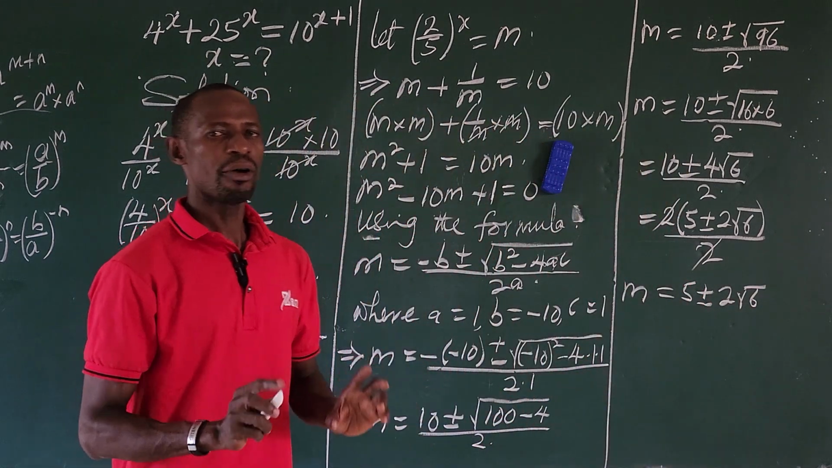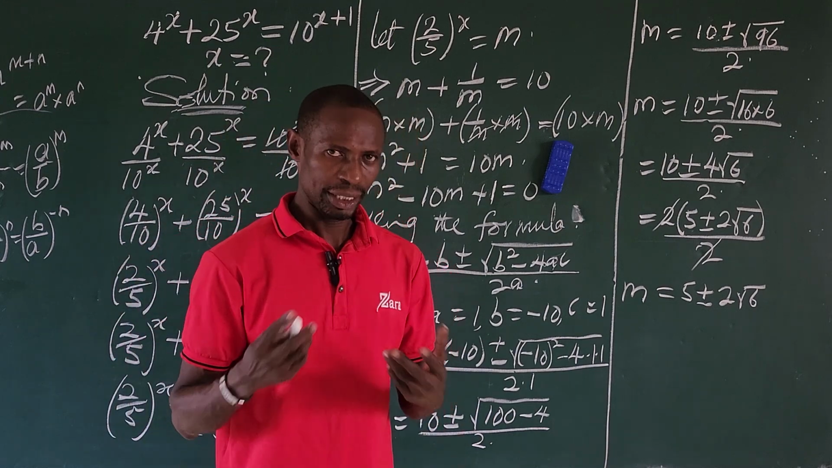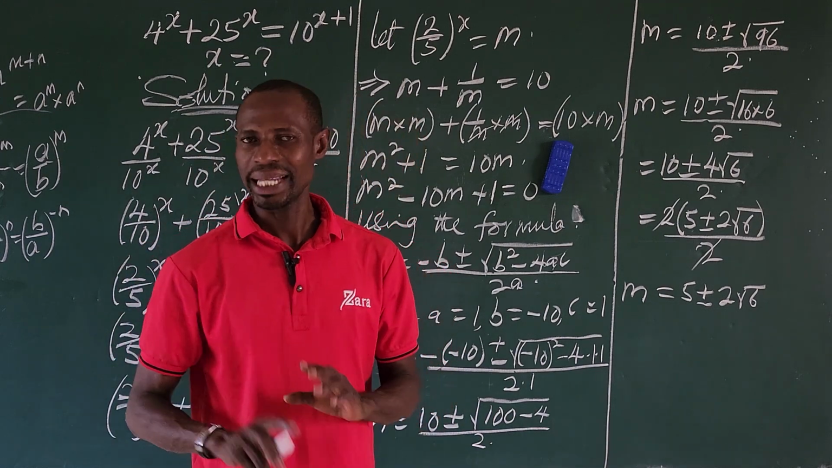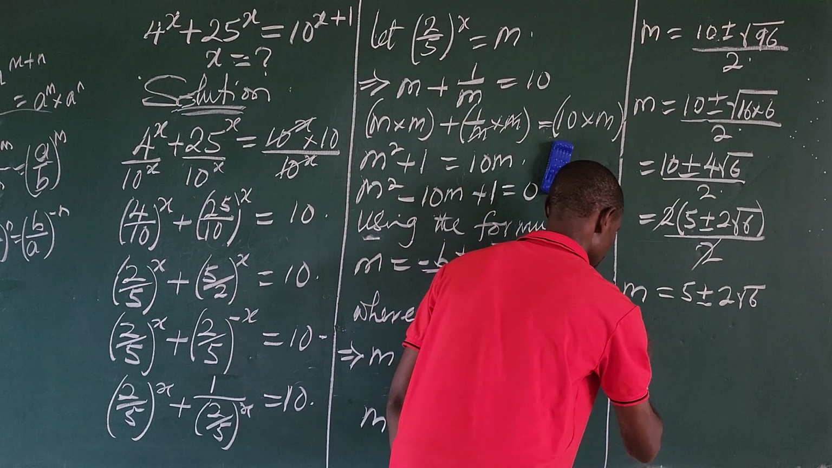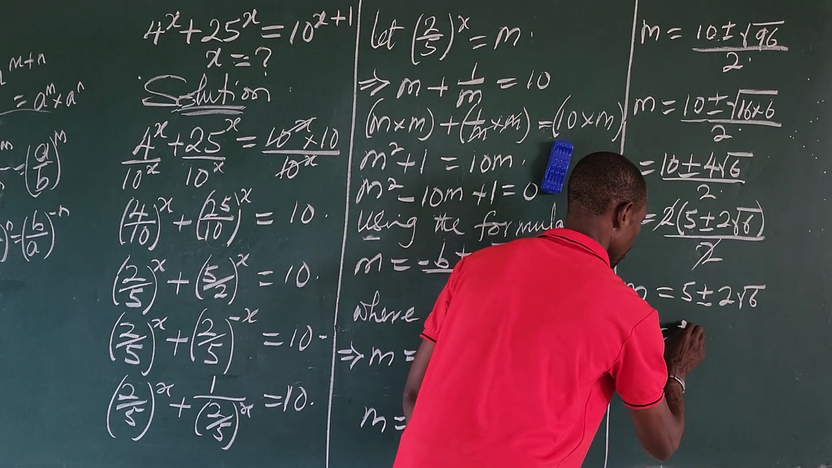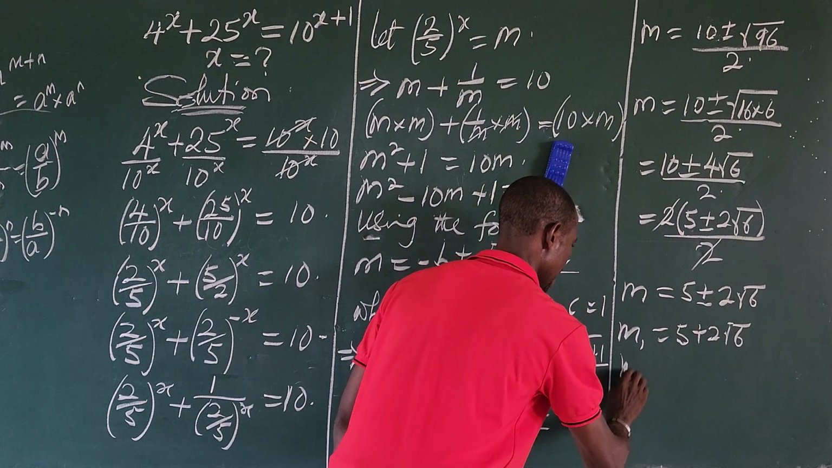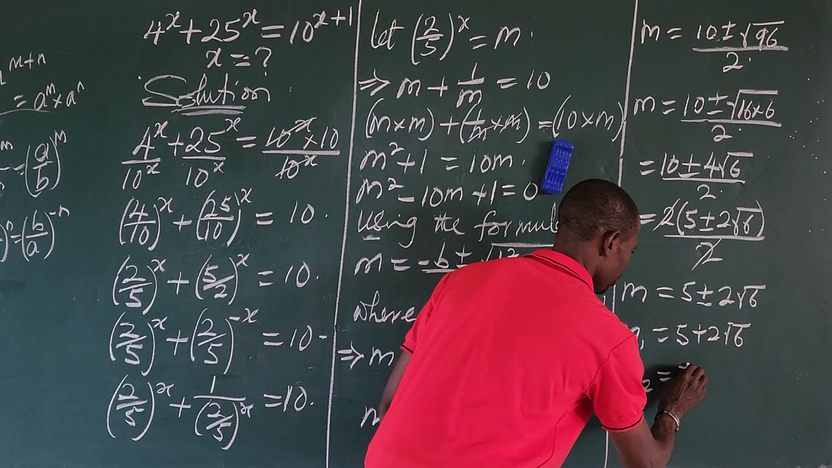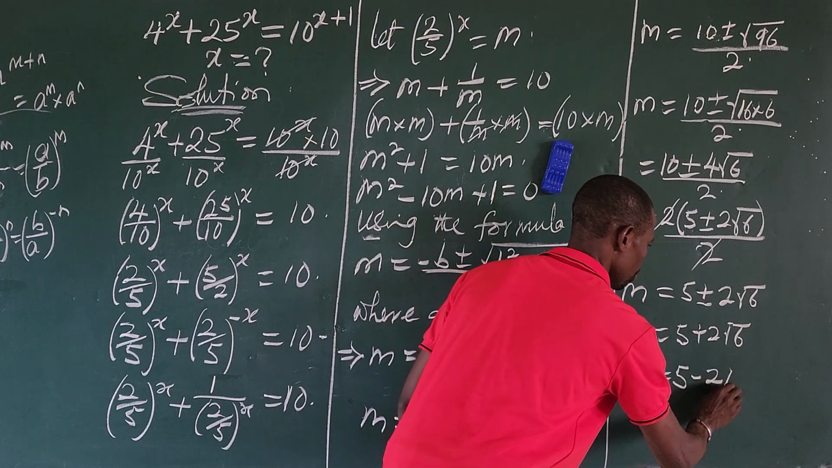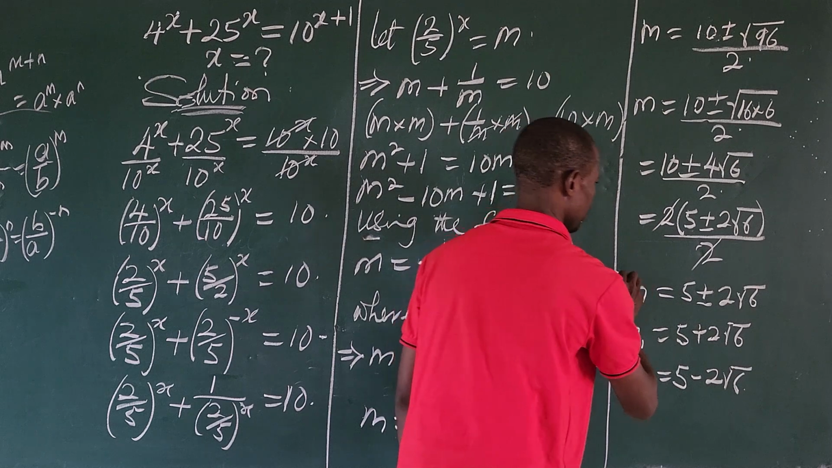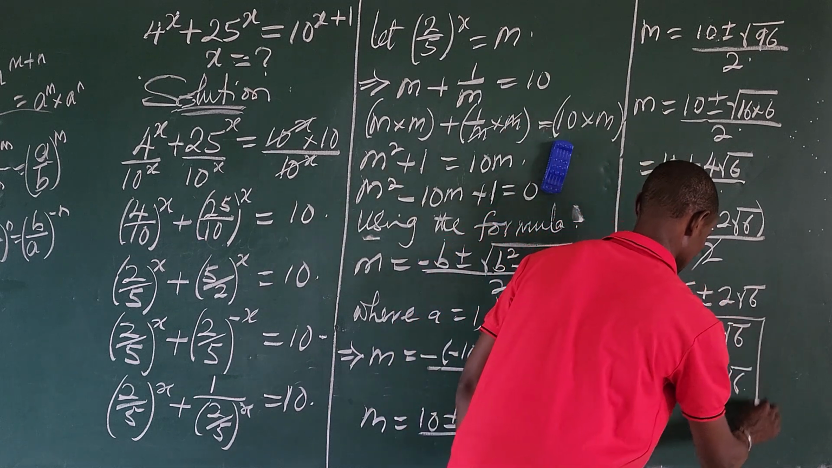Easy. But here we have 2 solutions from here now. In other words, we have m1 and m2. And so we're going to have m1 equals 5 plus 2 root 6, and our m2 is equal to 5 minus 2 root 6. All right, so now let's keep these 2 answers here now.